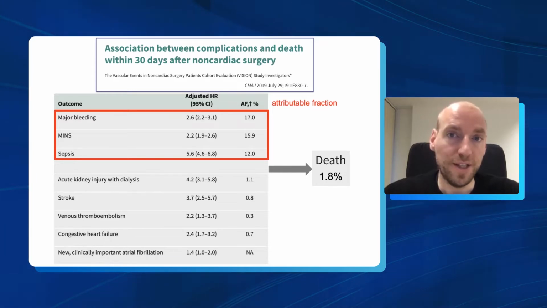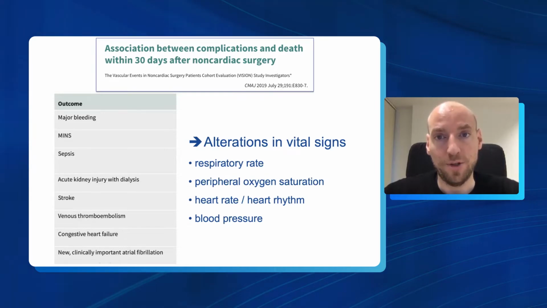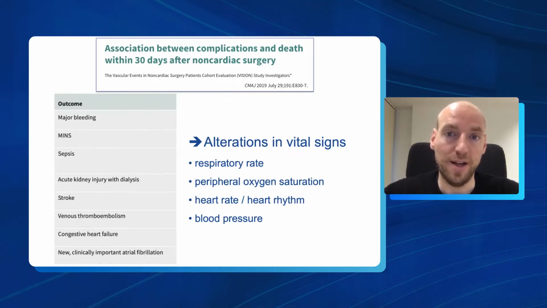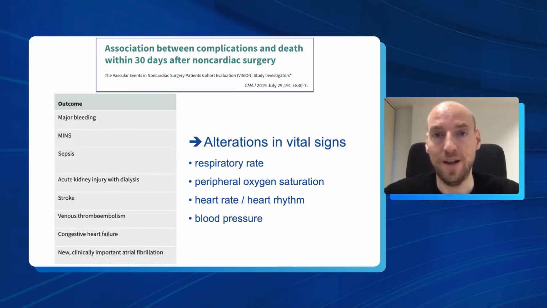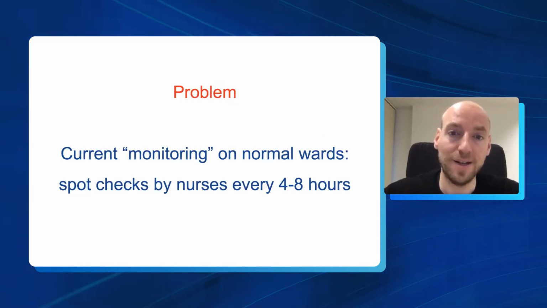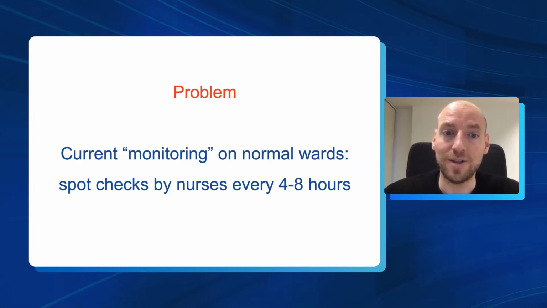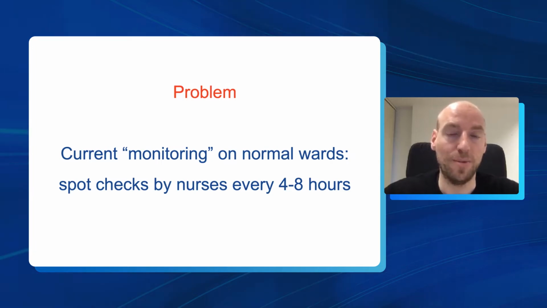What does all of this have to do with ward monitoring? The major postoperative complications cause alterations in vital signs, including respiratory rate, peripheral oxygen saturation, heart rate, and blood pressure. The problem is that current vital sign monitoring on normal wards mainly consists of spot checks by nurses every 4 to 8 hours. Why is this a problem?